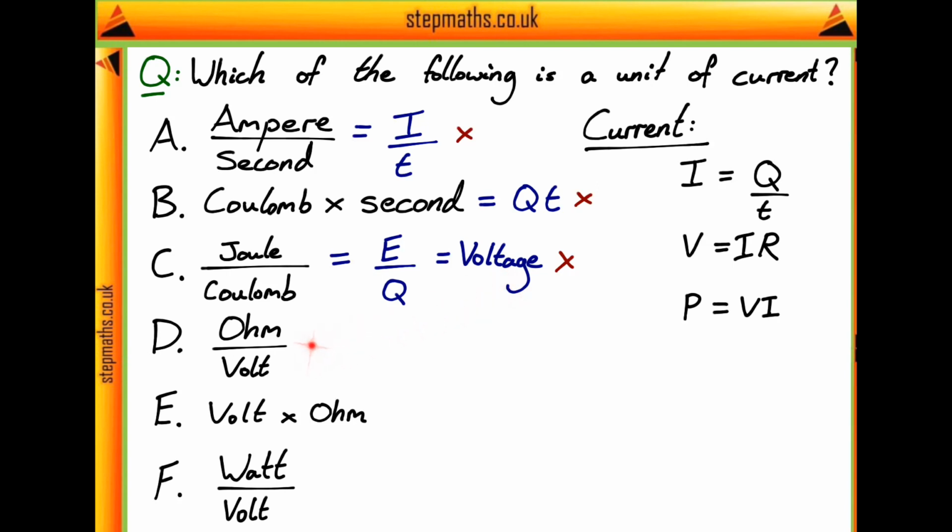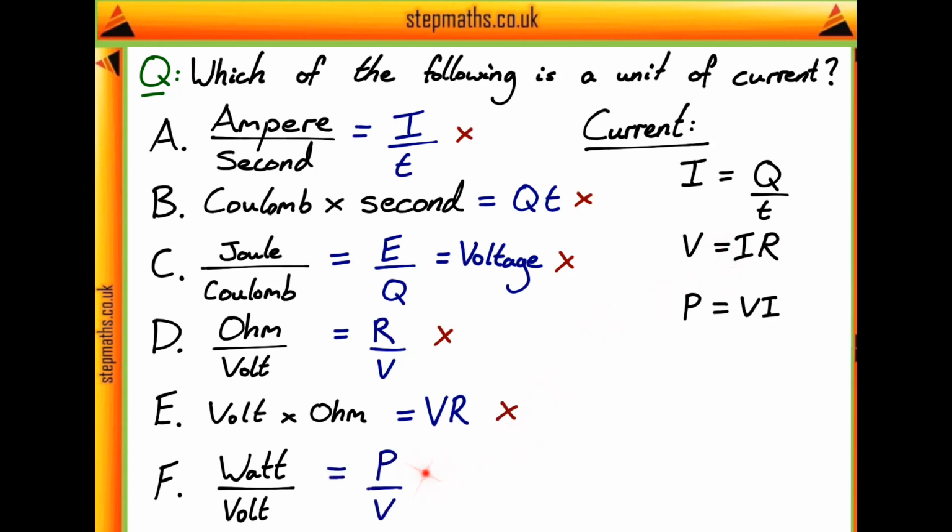If we look at statement D, this is ohms divided by volts, or resistance divided by potential difference V. While this might look quite similar to Ohm's law, we see that actually it's the inverse, it's flipped. So this is 1 over a current, but not a current in itself. Volts multiplied by ohms is just VR, which while having V and R in it, is not the same as Ohm's law and doesn't give a current.